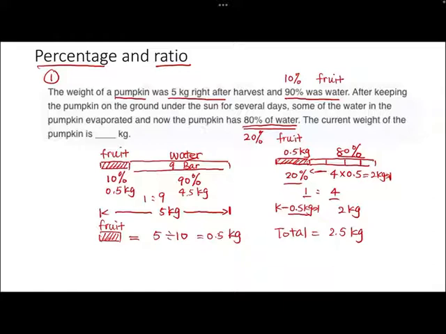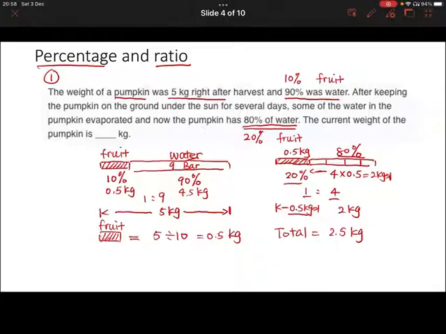All right. Now we know 1 bar is 0.5 kilos. So how much is the water, which is 4 bars? Use 4 times 0.5, that is 2 kilos. So now we know these 4 bars equal 2 kilos. So the water now is 2 kilos, and the pumpkin meat, which is the fruit, is still 0.5 kilos. So now the total weight will be 2.5 kilos.